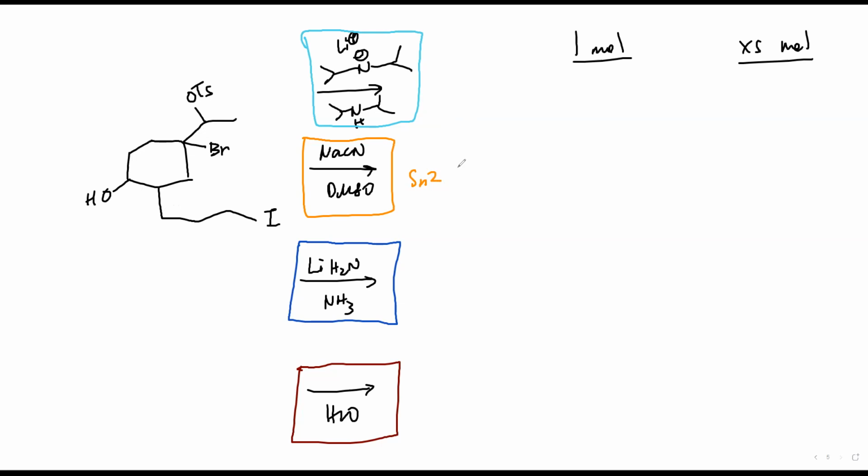So if it's the I center, right? Why did you choose the I center? What is true about the I center that makes it the most ideal for SN2?